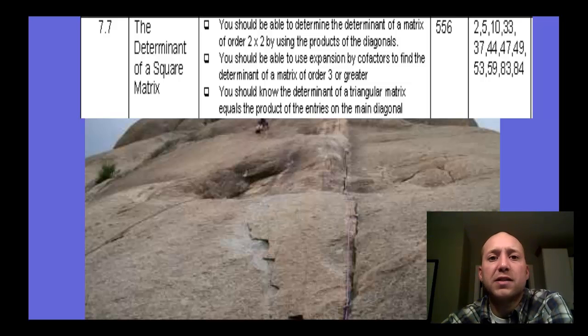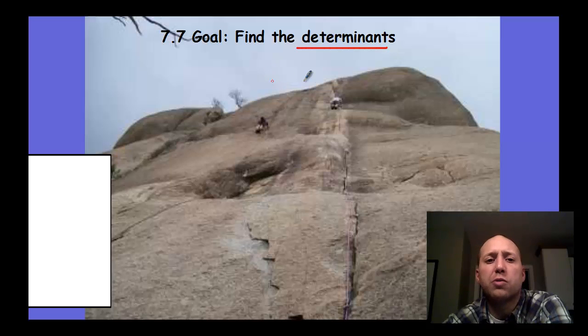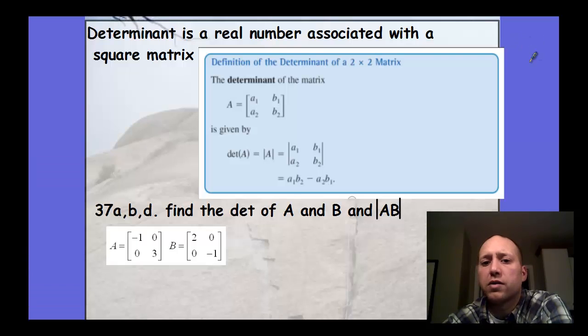Precalc Chapter 7, Sections 7 and 8. We're going to try to get through these pretty quick. So our goal today is to find the determinants. 7.7 is how to find the determinants, and in 7.8 we're going to use the determinants for a few different applications.